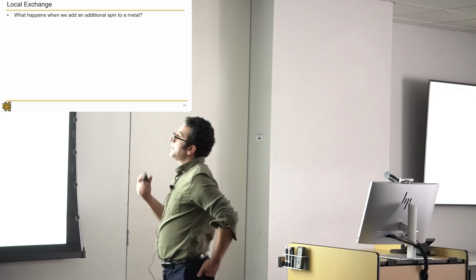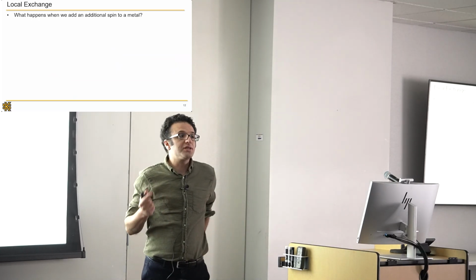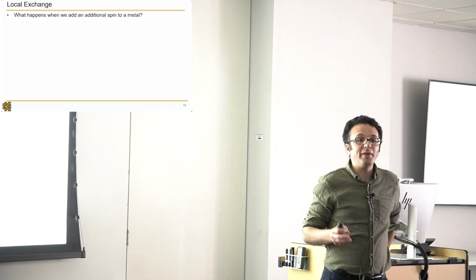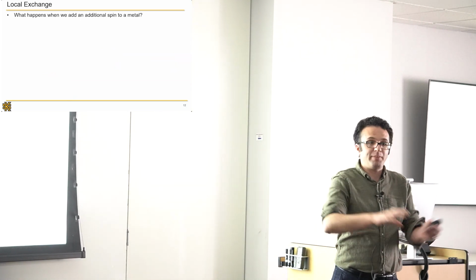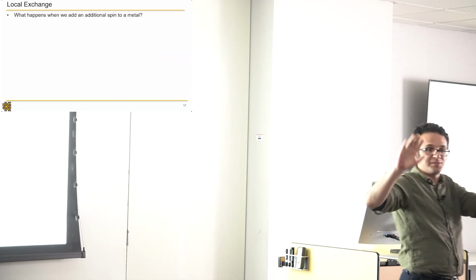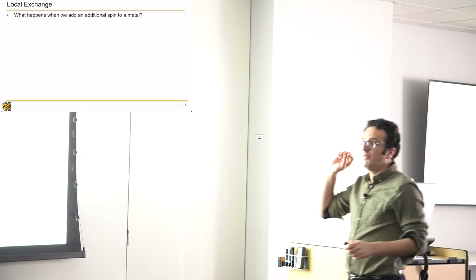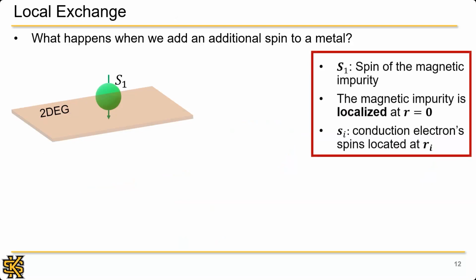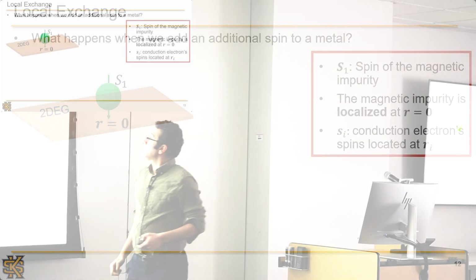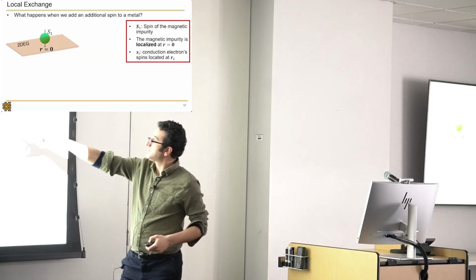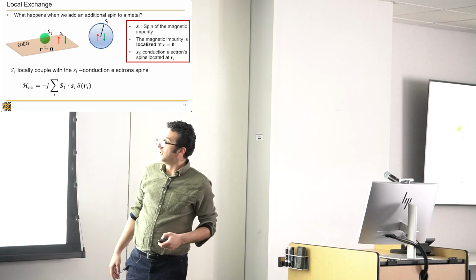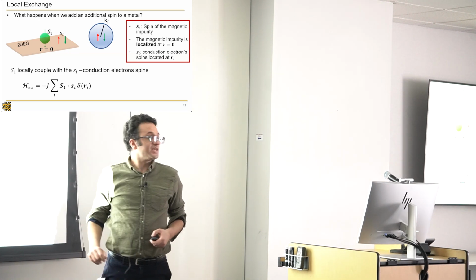So let's ask the main question. The main question that we're asking here is, what happens if I add one more spin to a metal? How will my metal react? I have a metal that's spin degenerate, very nice. Every electron has its pair, every spin up has a spin down, and then I come and I add one more. I have this two-dimensional electron gas, I add the spin S1 at the location r equals 0, and the electrons with small s_i, the electrons of the metal, will locally couple to that big spin that I have.